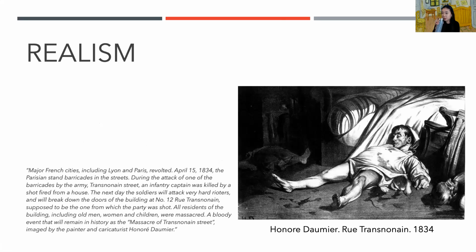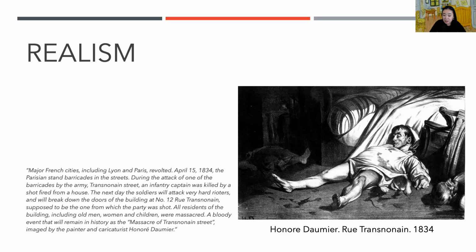Do you remember this work? Yes. So this is a realist artist, Honoré Daumier's lithography printing work of art. We saw this work when we learned contextual analysis before, right? He recorded a terrible historical event in this work. So let me read this tragedy story again. Major French cities, including Lyon and Paris, revolted. On April 15, 1834, the Parisians stood at barricades in the streets.